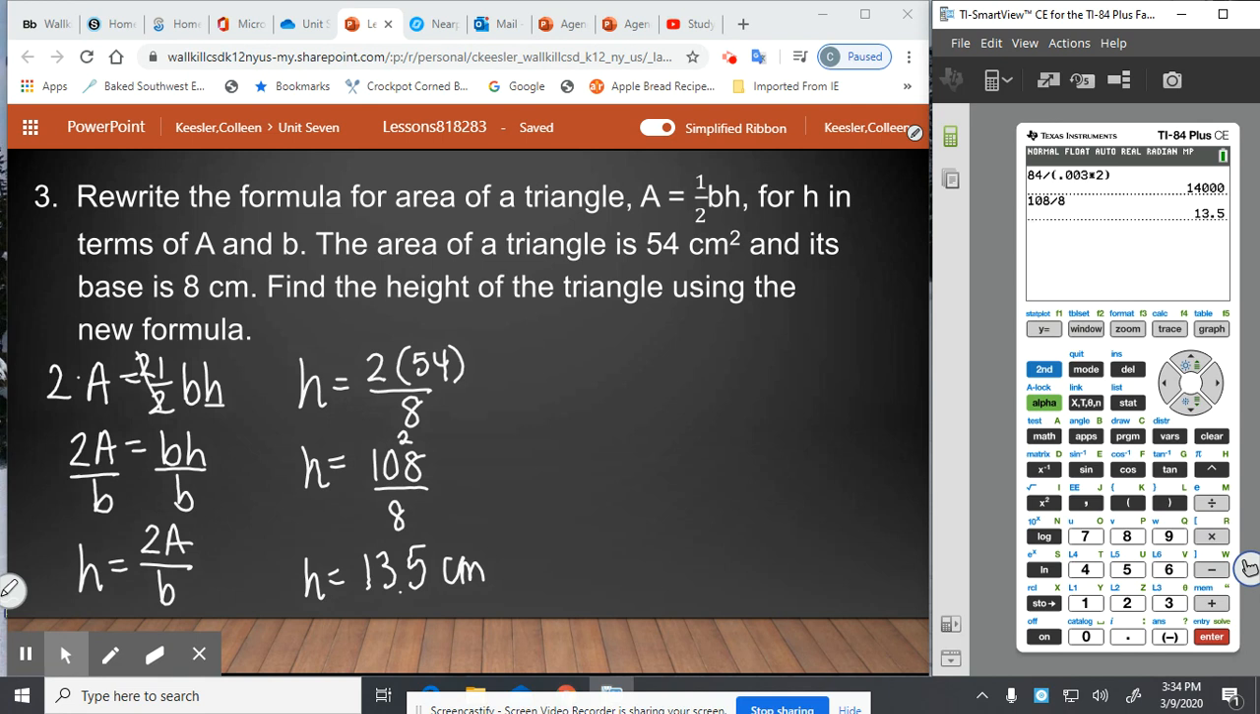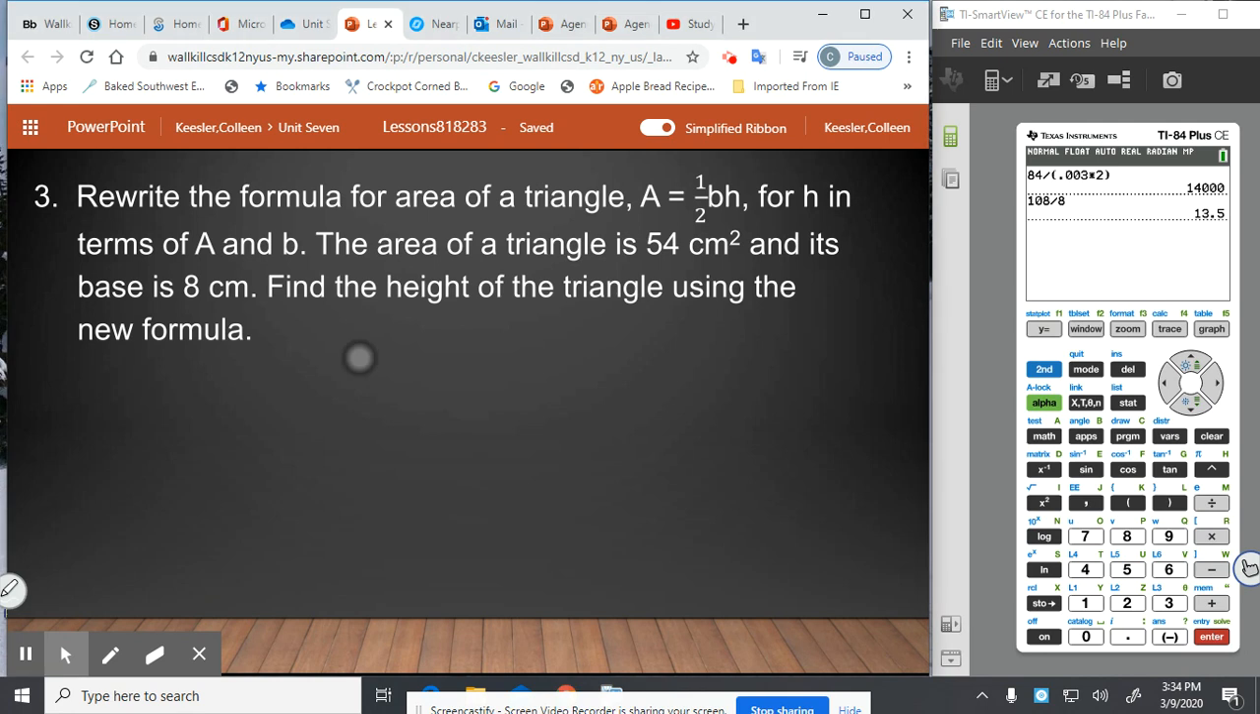All right. So hopefully you see how you did that. This is often found on the Regents where you have to rewrite the formula first and then use it as a part B of a problem. All right. Let's take a look at another one.